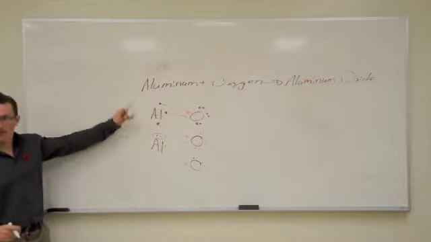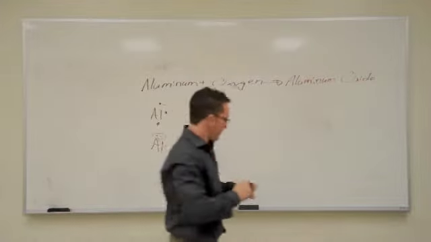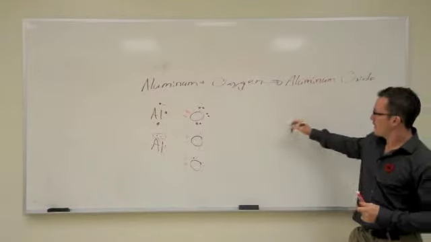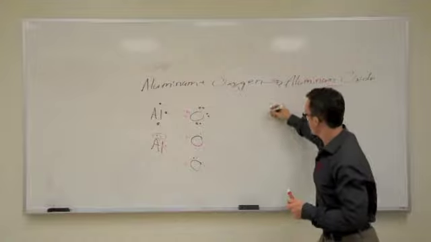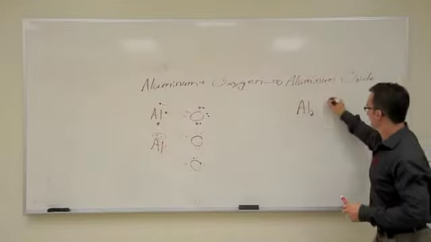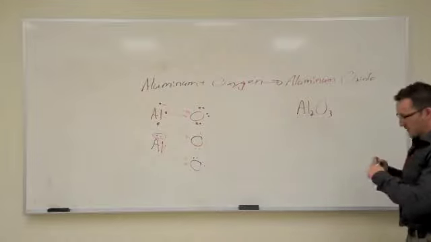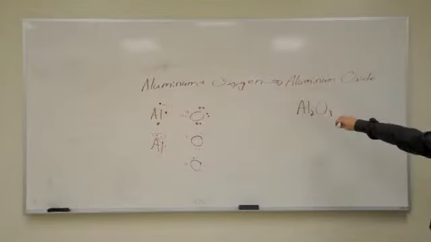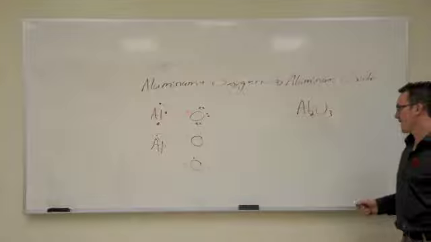No more electrons hanging out with aluminum. Everything is worked out. What this leaves us with now, count them up, 2 aluminums, Al2, 3 oxygens, O3. This is an ionic bond between aluminum and oxygen to form aluminum oxide.